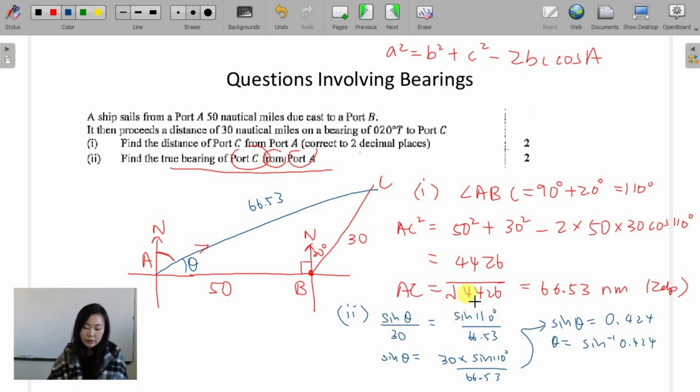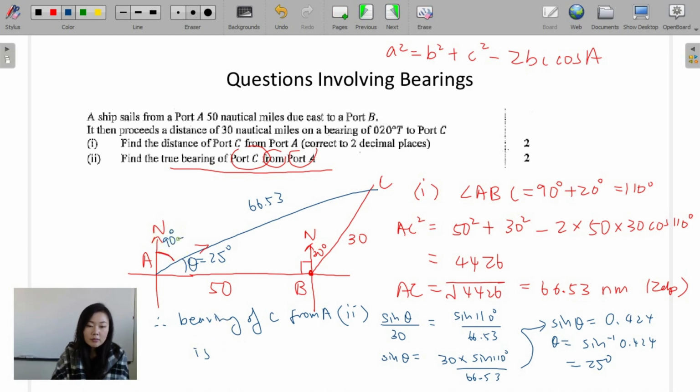It should be about 25 degrees. Yes, about 25 degrees. So therefore, the bearing of C from A is this angle here. This angle here is 90 minus 25, which is 65. So 065. There should be 3 digits in the true bearing.